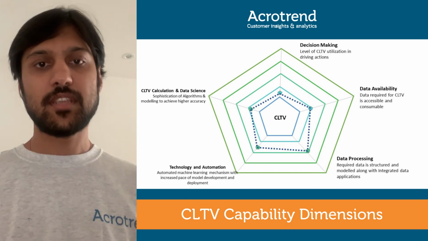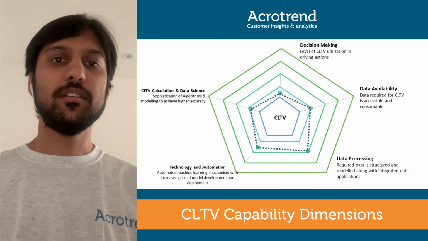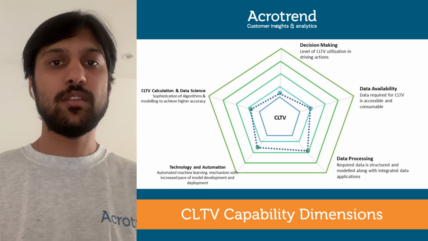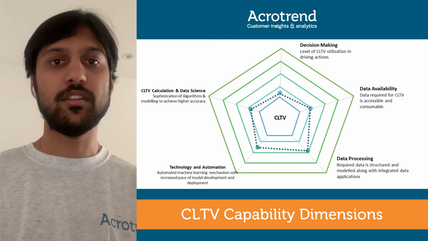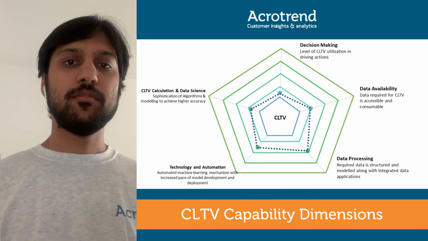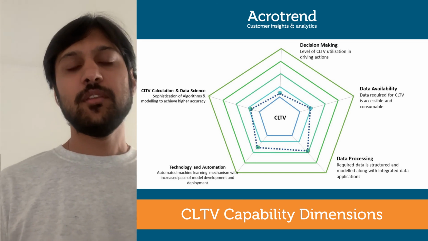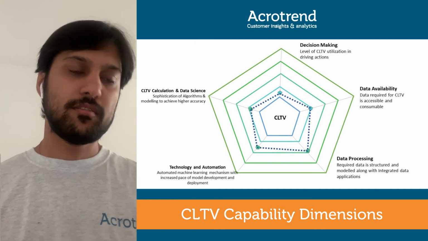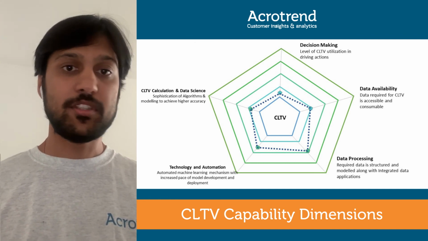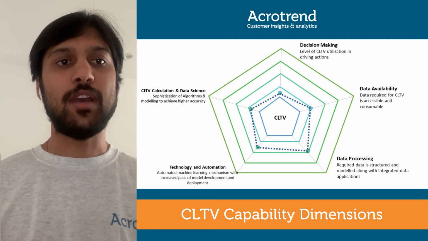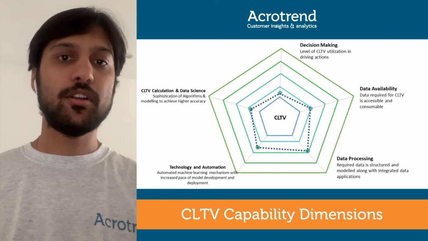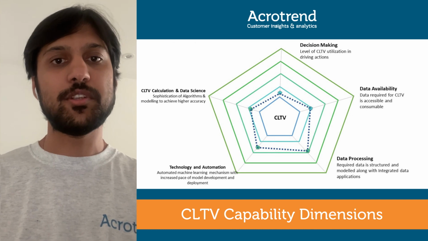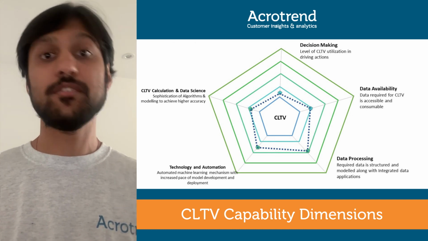Now, based on this capability map that you see here, you could then evaluate where your businesses are in each of these capabilities, depending on the maturity curve that we've already seen. Obviously, you could be at different maturity levels for different capabilities, which is fine, but this map will help you evaluate where you are and what is that next step that you need to take in order to achieve that final stage of automation for CLTV and make CLTV your number one KPI.